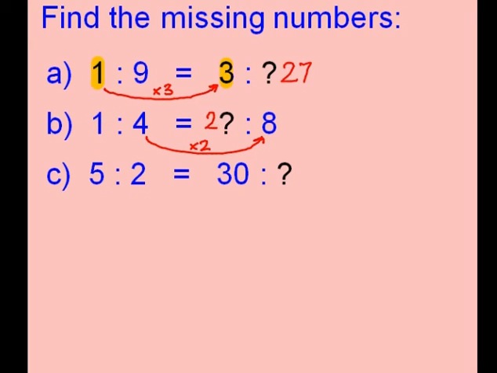In the last one, 5 is on the left, and so is 30. To get from 5 to 30, I times by 6. 2 times 6 gives me 12.